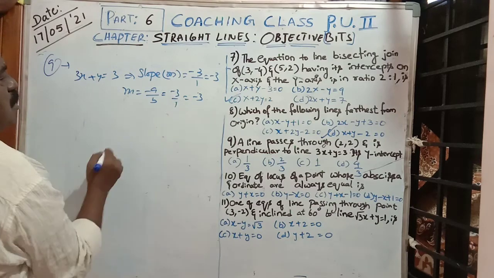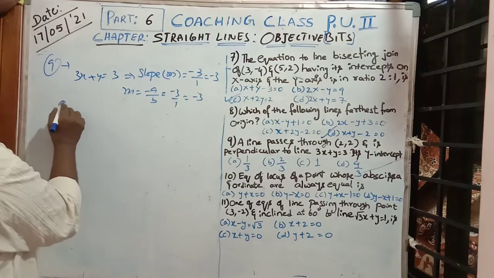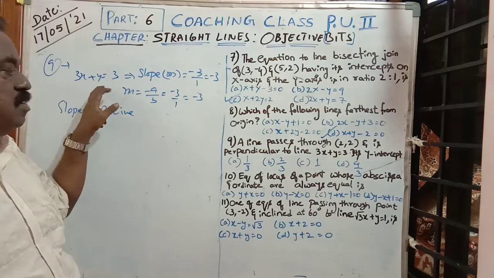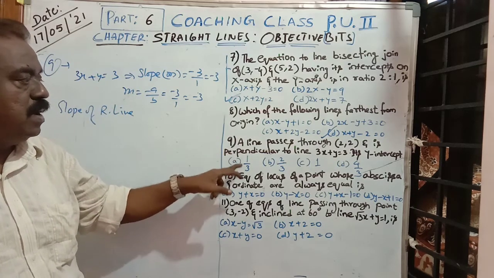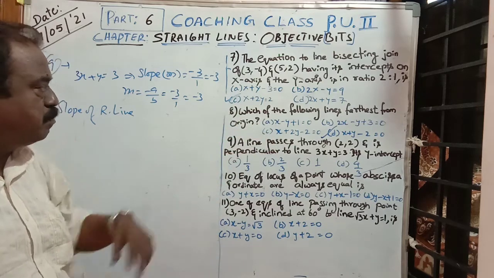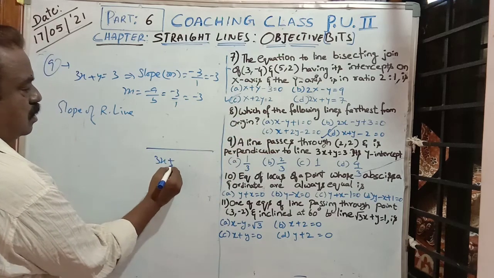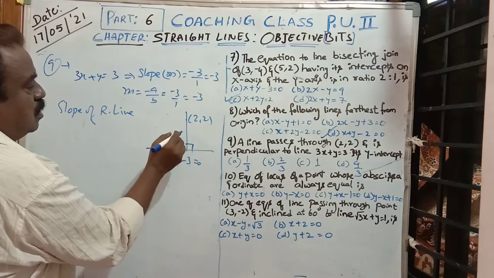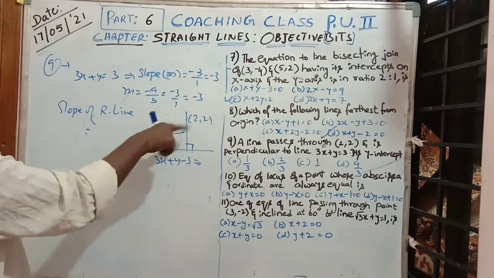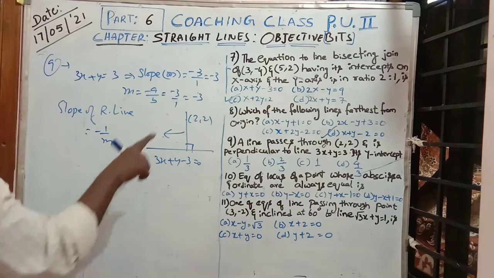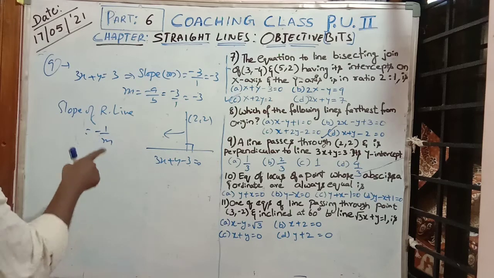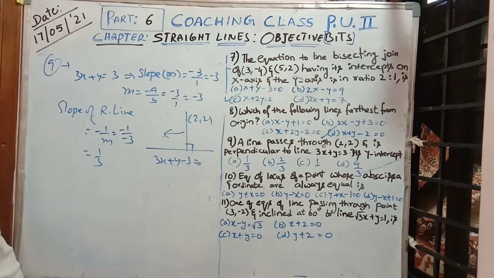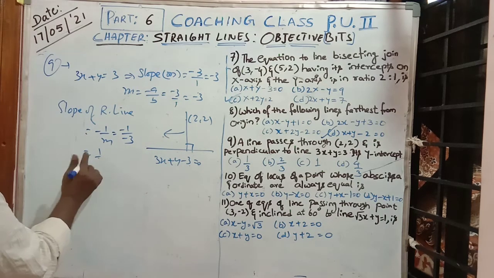But you see, we are asked for the slope of the required line. This is the given line, 3x plus y minus 3 equal to 0, but we are asked to find the line passing through (2, 2) and perpendicular to it. The slope of the required line is minus 1 by m because they are perpendicular and the product of slopes is minus 1. So it is minus 1 by minus 3, which is 1 by 3. Don't confuse; this is the slope of the required line.